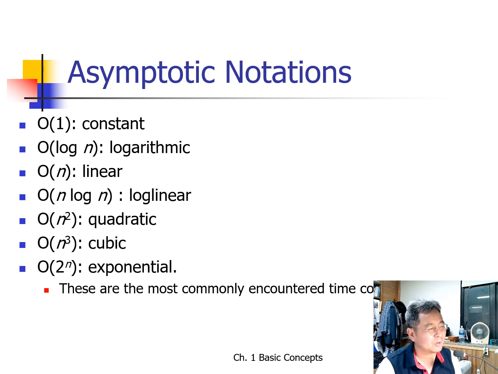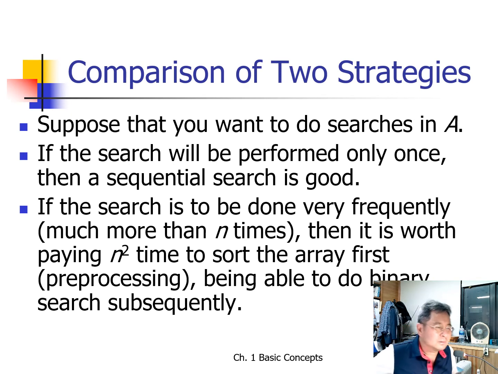The names of these are logarithmic, linear, log-linear, quadratic, cubic, and exponential. But only these 4 types are useful classes in asymptotic notations. So you must remember this one. Okay, so now we have explained time complexity, or performance measures, until now.